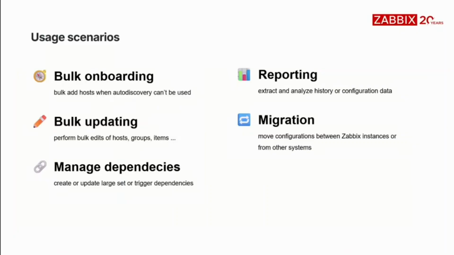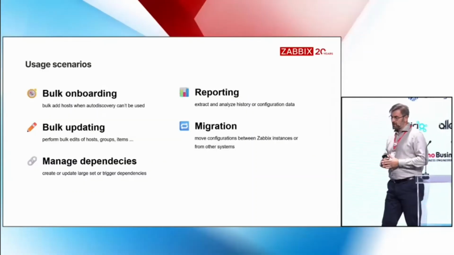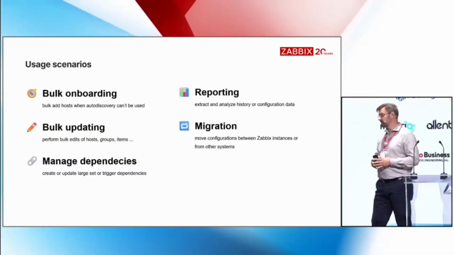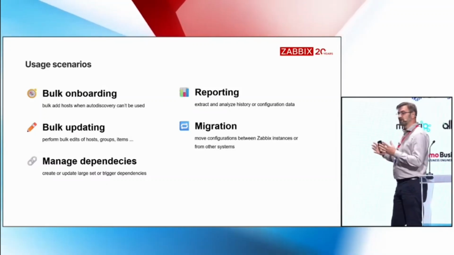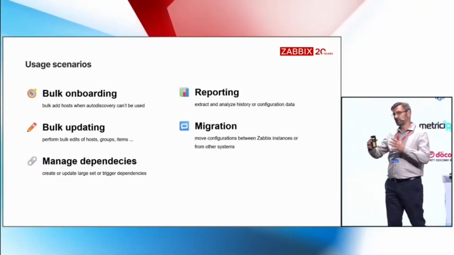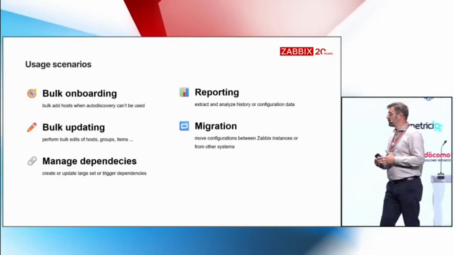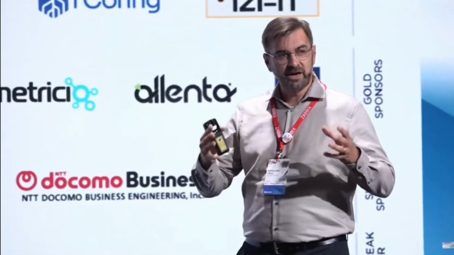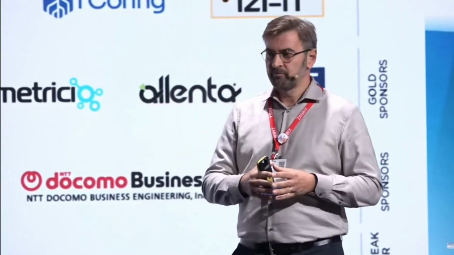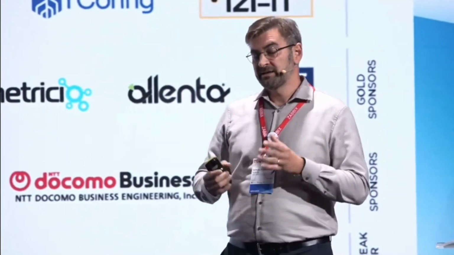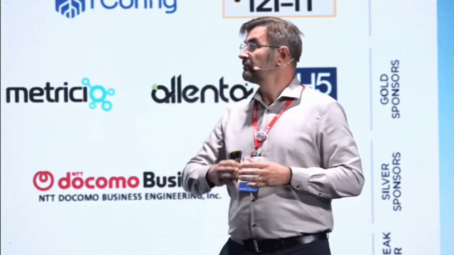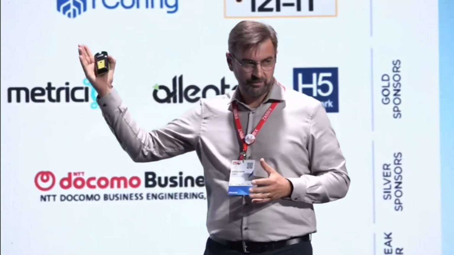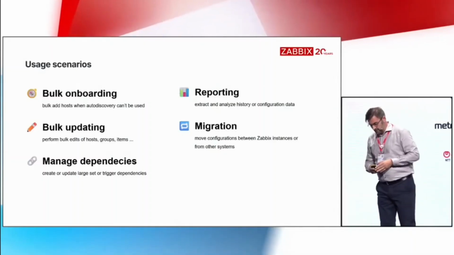Okay, so that was ZbxWizz in action. Creating maybe not a simple report in under 3 minutes, but it can do much more than that. You can use it for bulk onboarding hosts when auto discovery cannot be used. You can use it to create, update, and manage large sets of trigger dependencies, and basically you can manage any set of objects that the API is exposing. And of course, use it for migrations, and reporting, as I've just shown.